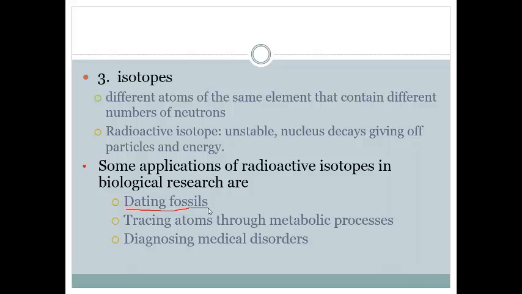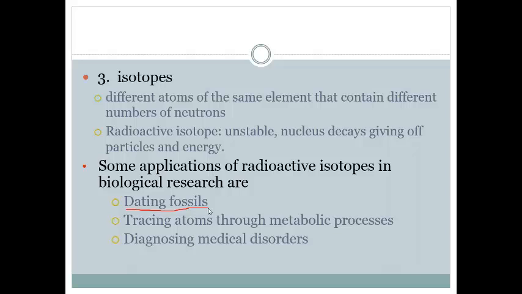A common radioactive isotope used to date fossils is called carbon-14. We call this carbon dating. Carbon-14 is the radioactive isotope of carbon-12. Carbon-14 decays at a known rate, and we can look at the amount of carbon-14 in an organism versus the amount of carbon-12 to tell how old it is.